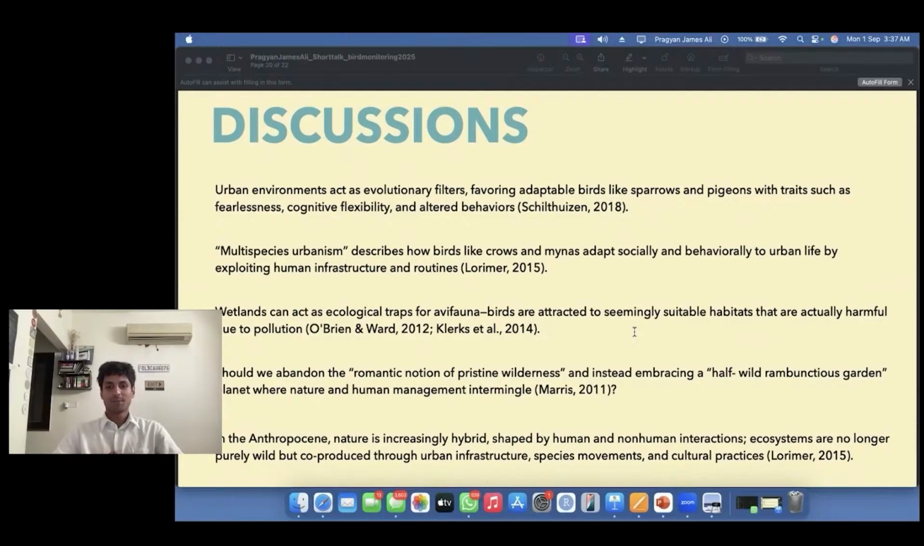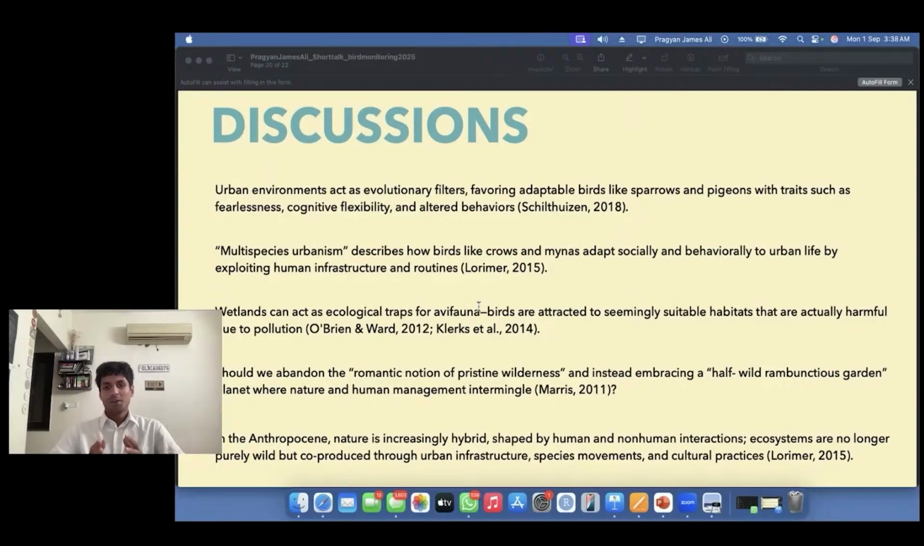For example, species like sparrows and pigeons. What gives them an advantage are traits such as fearlessness, flexibility in behavior, and the ability to quickly adapt to new situations. This connects to the idea of multi-species urbanism mentioned by Jamie Lorimer in his book Wildlife in the Anthropocene. For example, crows and mynas don't just survive in cities, they actually adapt socially and behaviorally to human infrastructure. They learn our routines, exploit our ways, and in a way, they weave themselves into our daily urban life.